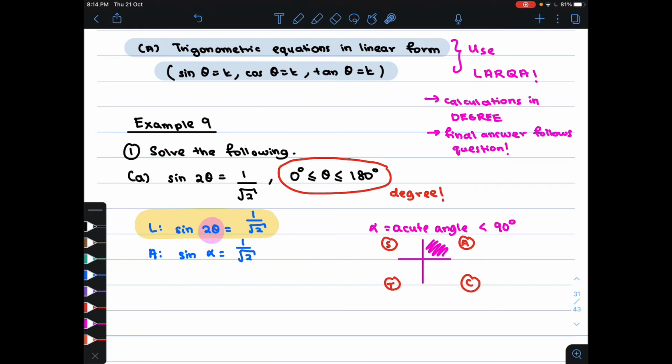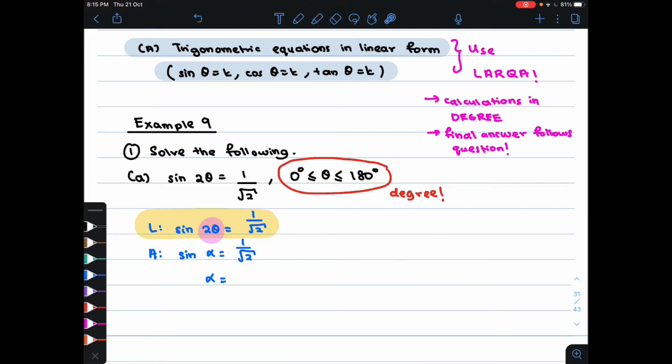Therefore, by using All Science Teachers Crazy, in the first quadrant, you can see that all trigo ratios should be positive. And hence, you should have sin alpha equal to a positive value, cos alpha should also be a positive value, and tan alpha should also be a positive value. So in this step, the value here should always be positive. Now, we just need to find the value of alpha.